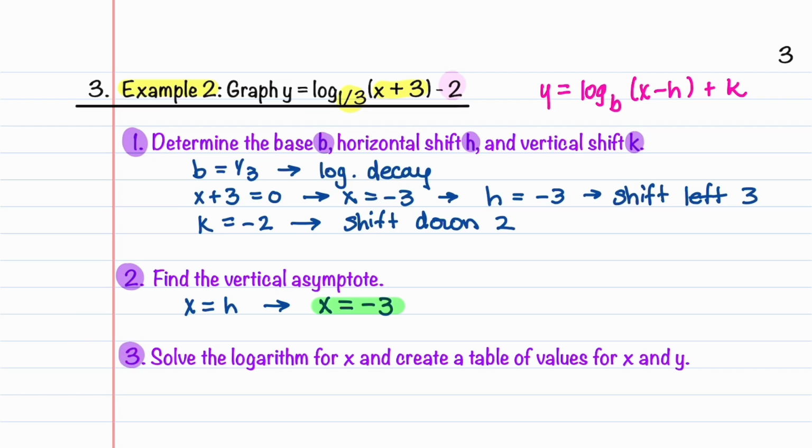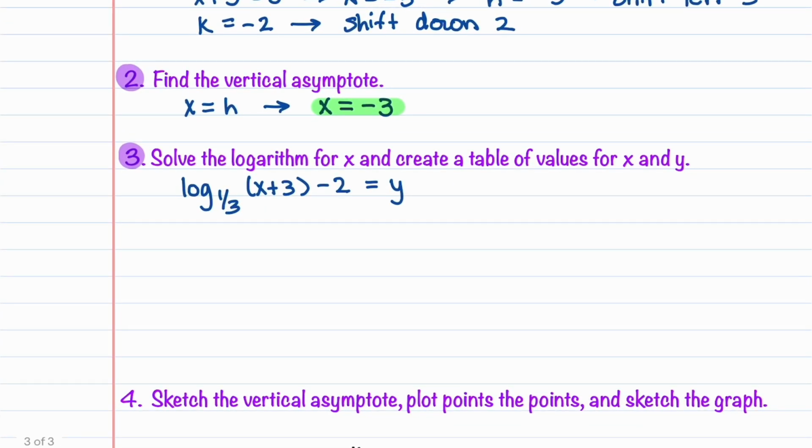Now we're going to do the hard part, and that is solving our logarithm for x and then creating a table of values. We're going to start by letting our logarithm, log 1/3 of x plus 3 minus 2, equal y, and we're going to solve this for x. We want to isolate the x on the left-hand side, so we're going to move the 2 to the right. This gives us log 1/3 of x plus 3 is equal to y plus 2.